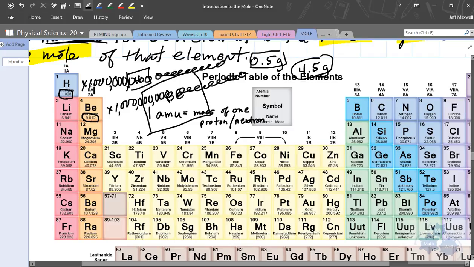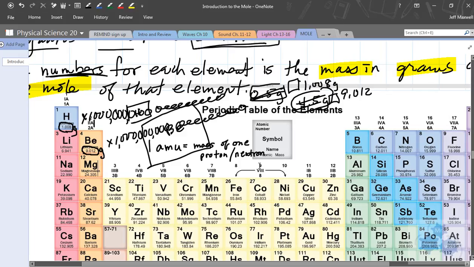So the scientists kind of got to thinking, well, look at this. How many atoms would I need to have 1.008 grams? It would be the exact same number of atoms that I would need of beryllium to have 9.012 grams. Do you see how we're inching up to that? So what's the number of atoms of each that would get to this many grams? And that's where Avogadro's number comes in.